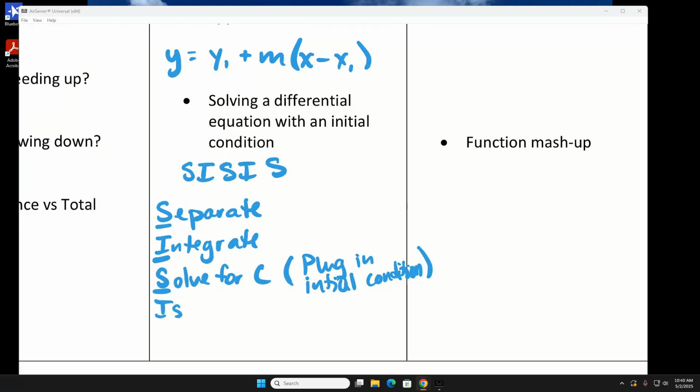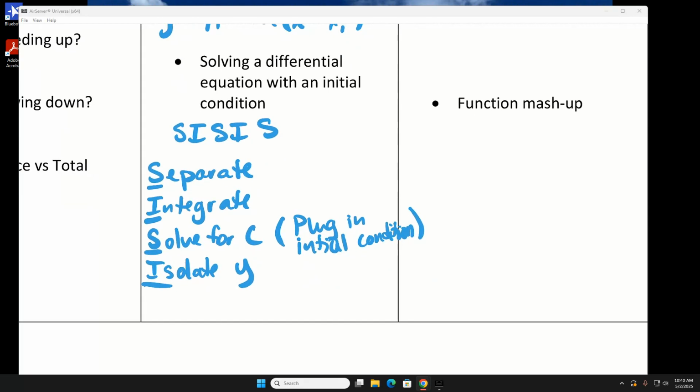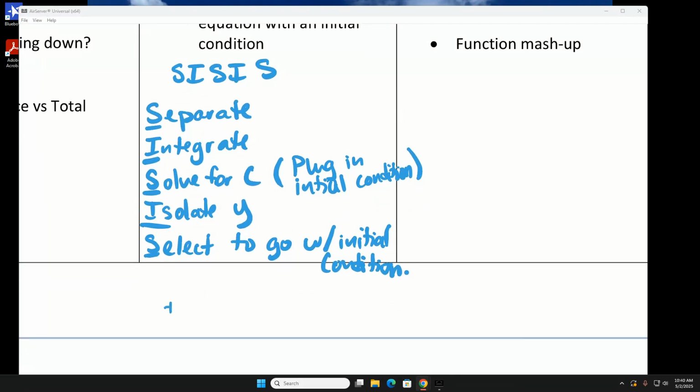All right, and then you're going to isolate y. And again, we can leave that super messy. It's fine, but you do need to get y by itself. And then sometimes, and unfortunately the ones I picked for you, you didn't have to do this, but sometimes you may have to select to go with the initial condition. So for example, you would maybe have a plus or minus square root. You would have to choose which one it is based on your initial condition. You can't have both for your final answer.